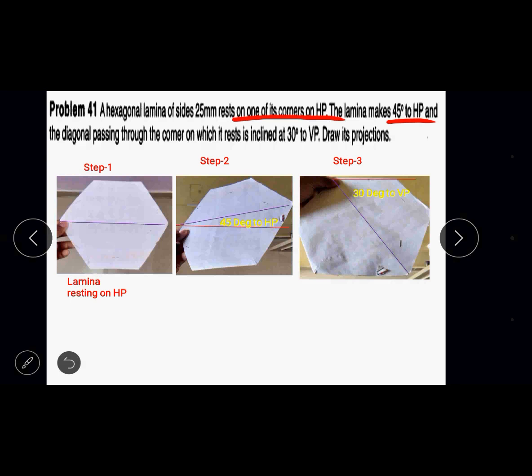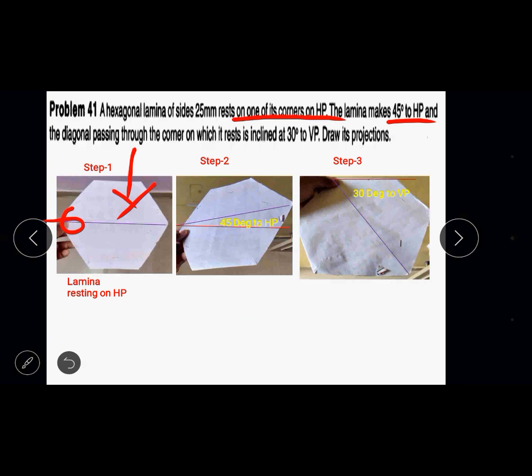How it is resting is also clearly given. It's resting on one of its corners, so you should take the corner of the hexagon and place the hexagon in the corner resting position. This is the first figure I have shown in the step 1 figure. The hexagonal lamina is placed parallel to HP with corner position. The top view will be a regular hexagon with corner resting position, and the front view will be a horizontal line, a 0 degree horizontal line. Similarly, in the next step you find the lamina makes 45 degrees to HP.